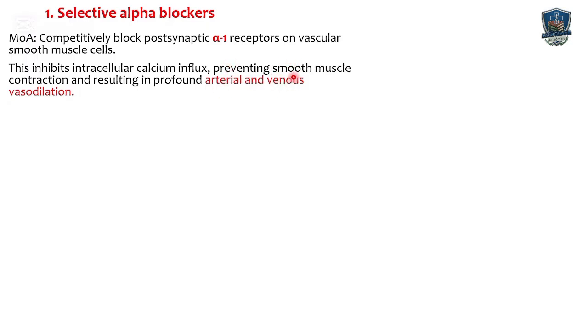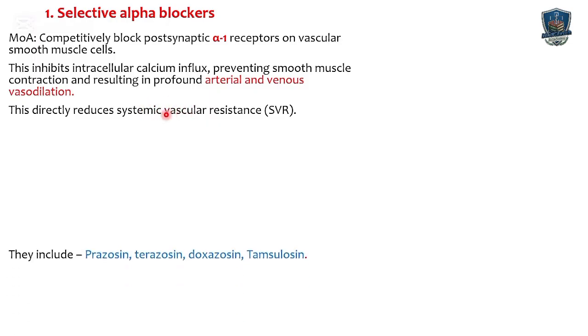Venous vasodilation will lead to a decrease in the venous return, that will cause a decreased preload, which will cause a decrease in the stroke volume, a decrease in the cardiac output, and a decrease in the blood pressure. So I've explained this leads to a decreased systemic vascular resistance, especially when you block the alpha 1 receptors that are found on the arterial smooth muscles.